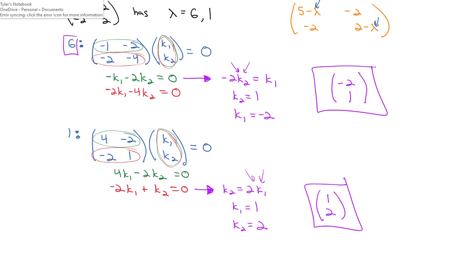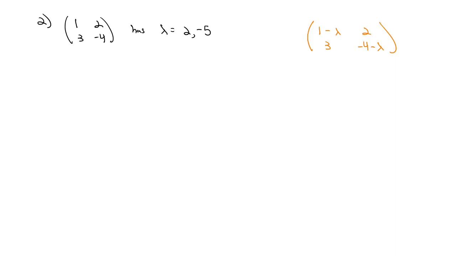Let's look at one last example of calculating eigenvectors from an eigenvalue. The other example we did was we looked at 1, 2, 3, negative 4, and we found out that it has eigenvalues of lambda equal 2 and negative 5. And again, remember, those came from doing 1 minus lambda, 2, 3, and negative 4 minus lambda. So we're going to plug these eigenvalues into that matrix. First, looking at the number 2.